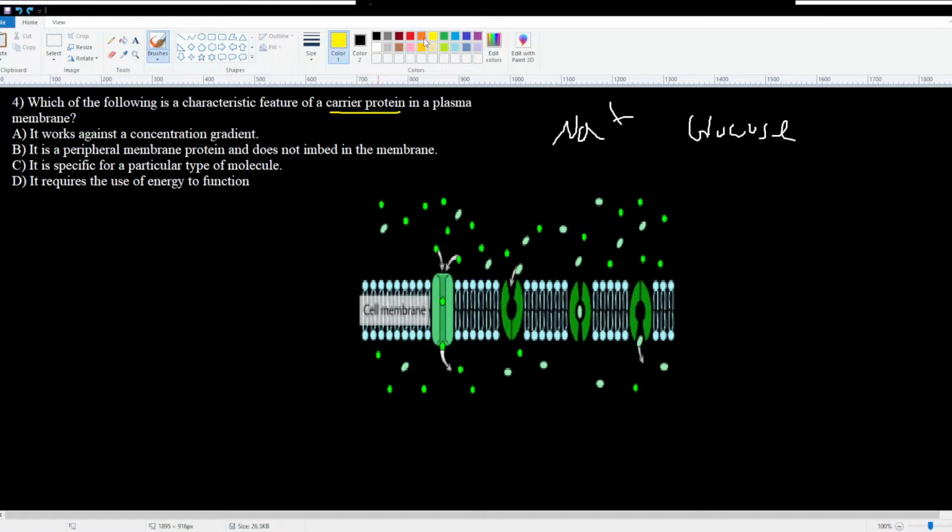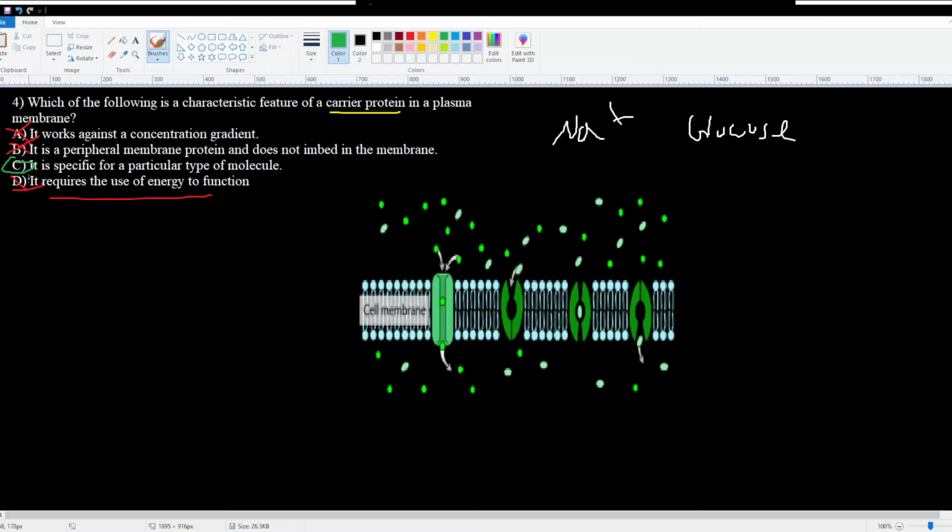So let's look at our answer bank. Works against the concentration gradient. That's wrong because that would be a pump. Is a peripheral membrane protein, does not embed in the membrane. Well, that's also wrong because it would have to go through the cell in order to be transported. So it has to embed with the membrane. And then requires energy to function. Once again, that would be a pump. So that leaves us with answer C.